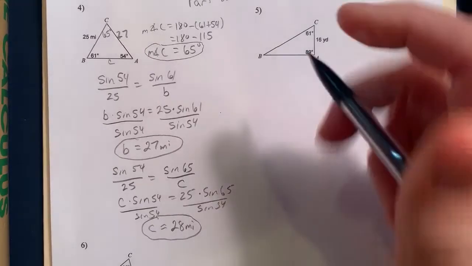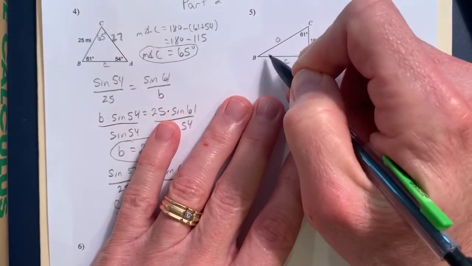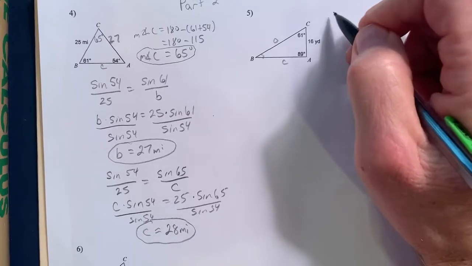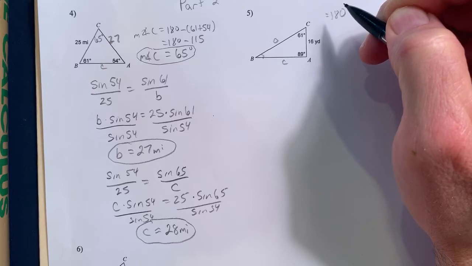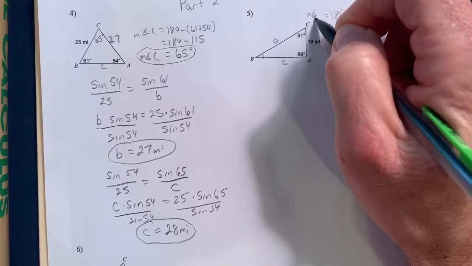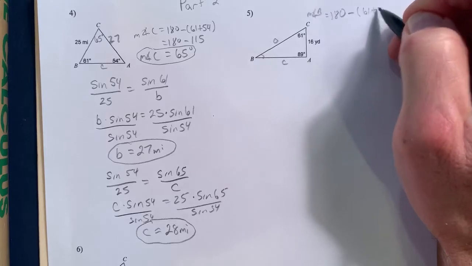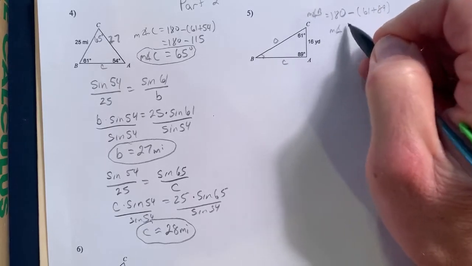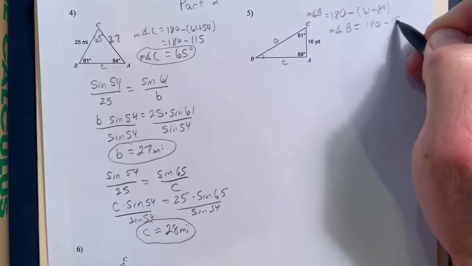So let's do the triangle angle sum theorem to find B. Remember, this is C, this is A, and that's angle B. So 180, the measure of angle B. So 180 minus the sum of 61 plus 89. So the measure of angle B is 180 minus 150.